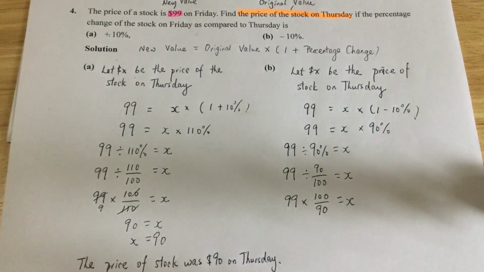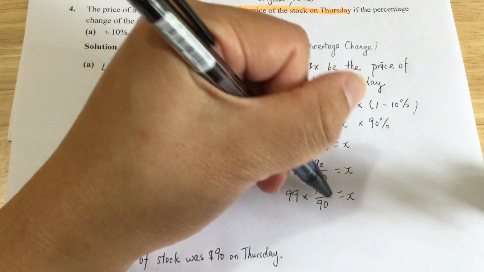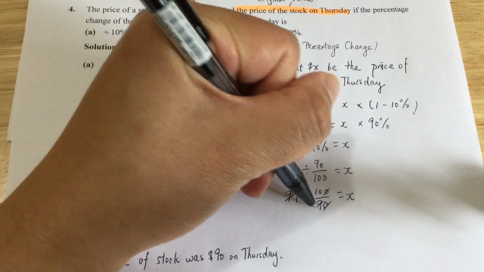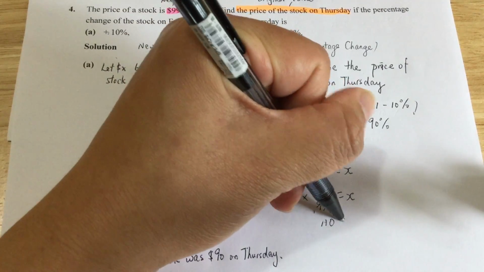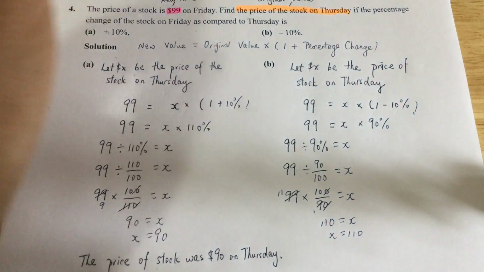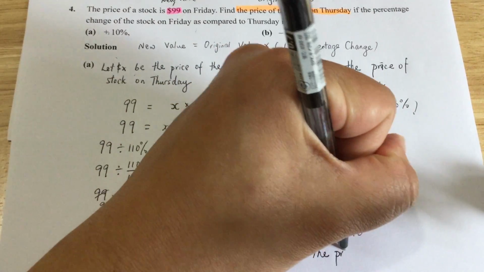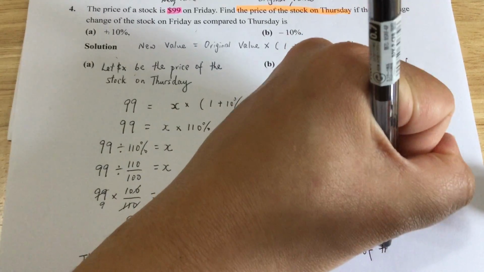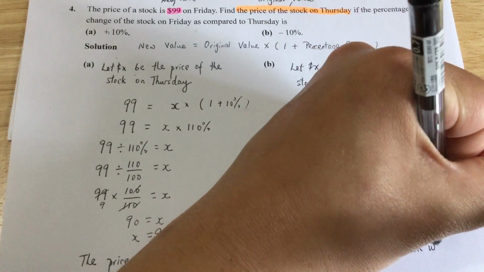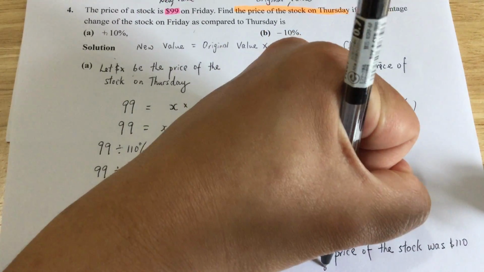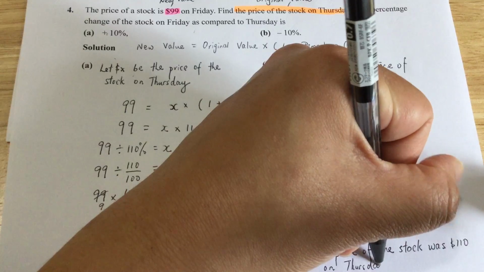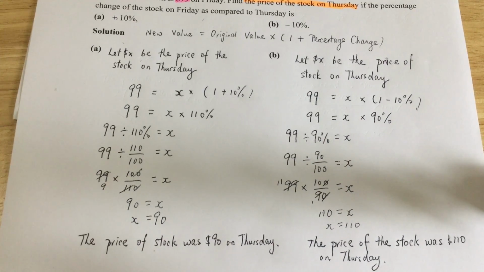Okay, this is not difficult for you to do the calculation. So I will do all these steps and we do the cancellations. So you have 1 and 11. So 110 equals X. X equals 110. So this time the price of the stock was 110 on Thursday. Okay, this is part B's answer. Okay, please look at this carefully. Make sure that you understand what you have learned, okay?